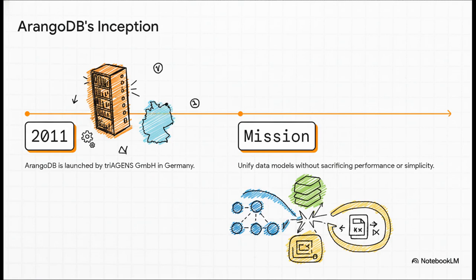ArangoDB was first launched way back in 2011 over in Germany. And right from day one, their mission was super clear and honestly pretty ambitious. Unify all these different data models into one database. But, and this is the important part, they wanted to do it without the usual trade-offs. No sacrificing performance and no making it a nightmare to use.